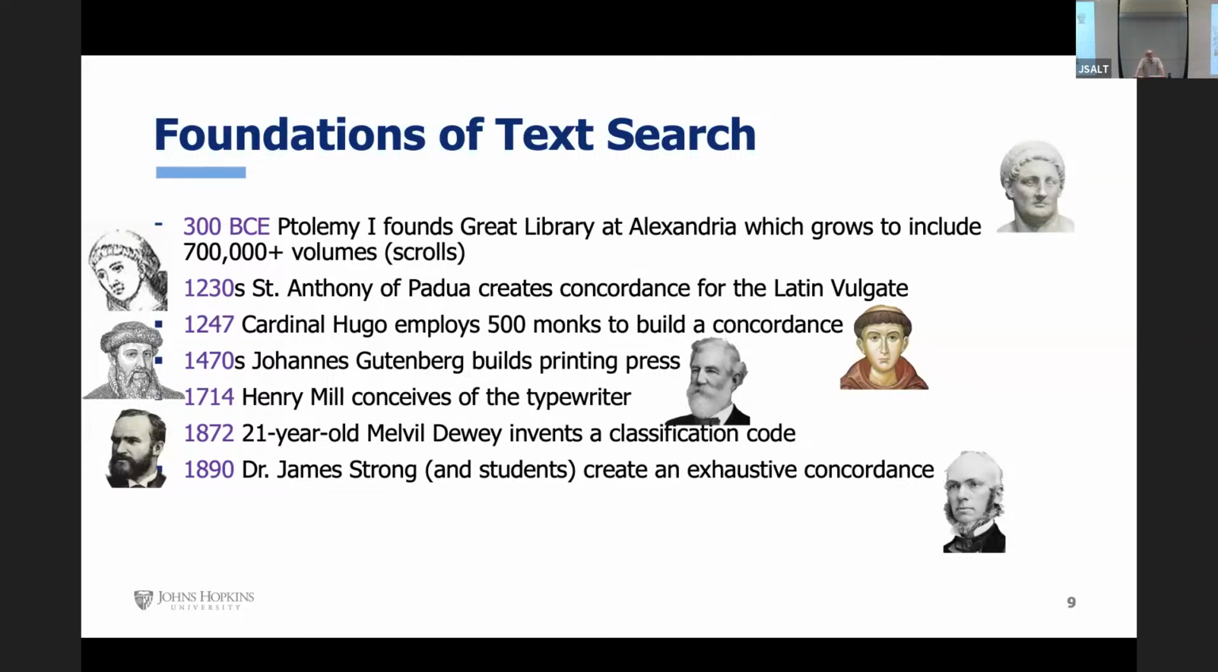The next thing that comes along is the idea of a concordance. And a concordance is simply an index that maps from every word in the volume to where that word is used in the volume. Okay, so in the 1230s, a concordance of the Latin Vulgate, which is a very early version of the Bible. In 1247, the complete concordance of the Bible was built.